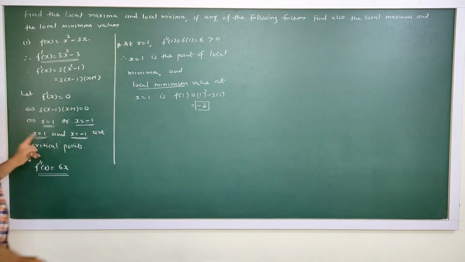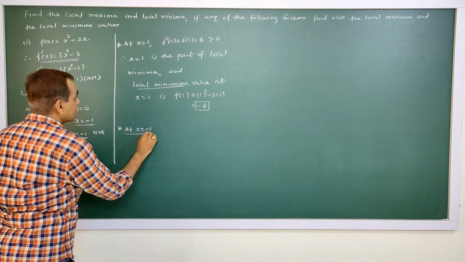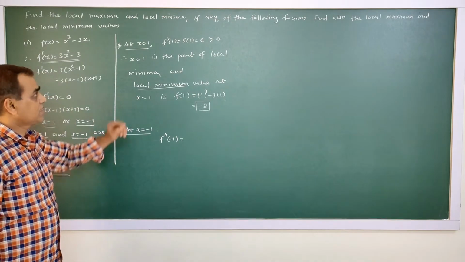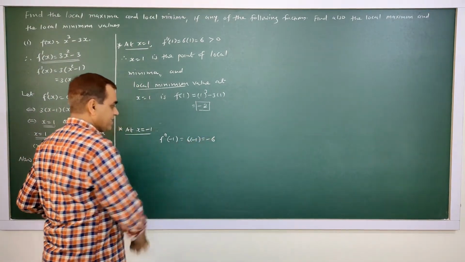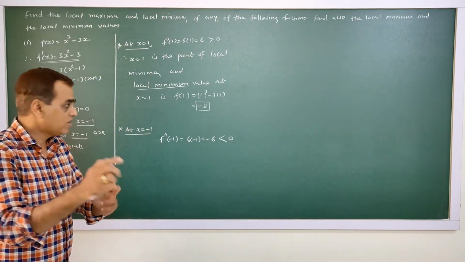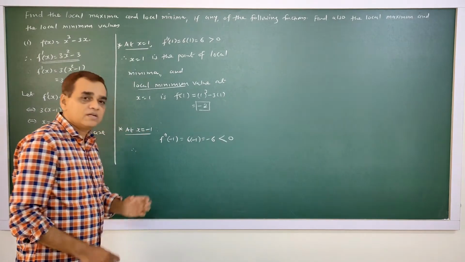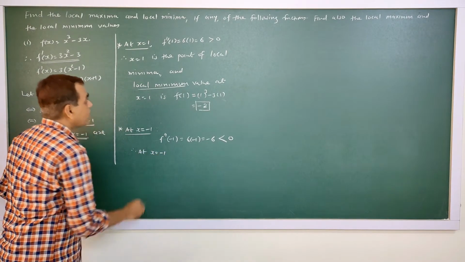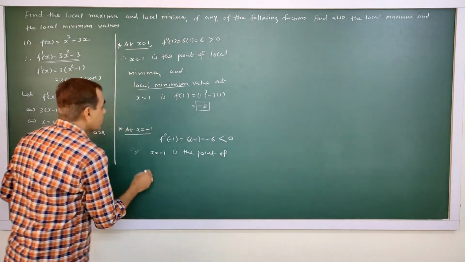So this was the discussion at x equal to 1. Now discussion at x equal to minus 1. At x equal to minus 1, similar procedure. F double dash of minus 1 is 6 into minus 1, that is minus 6. Now see, f double dash of minus 1 is negative. If f double dash of x is negative, then the function has local maximum value at that number, or at this number the function has a point of local maximum. So we say, therefore, x equal to minus 1 is the point of local maximum.